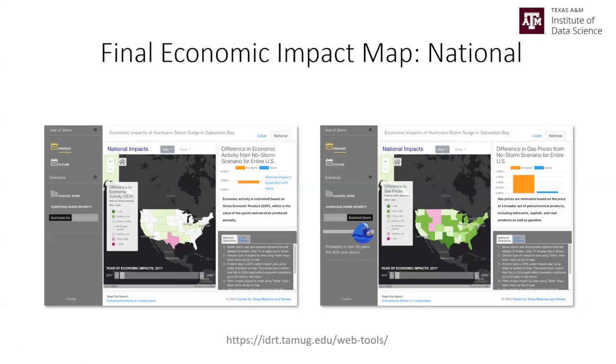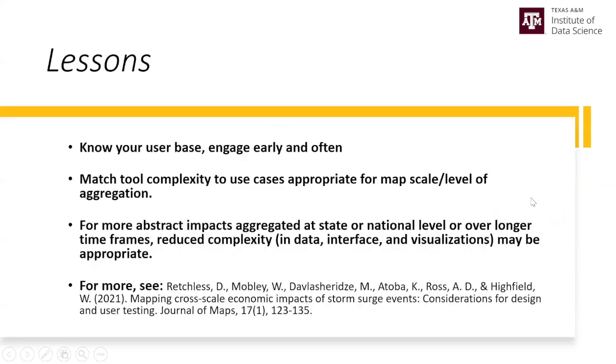But then we also added easier to grasp everyday impacts, like the difference in gas prices that's expected for a storm, with 2 different scenarios, with and without building the coastal spine. So you can see under this particular scenario, without the coastal spine in place, gas prices are expected to go up quite a bit more than what they would with the spine built.